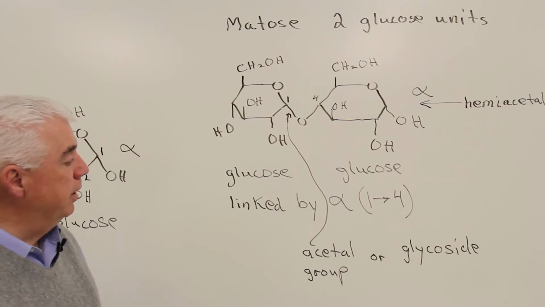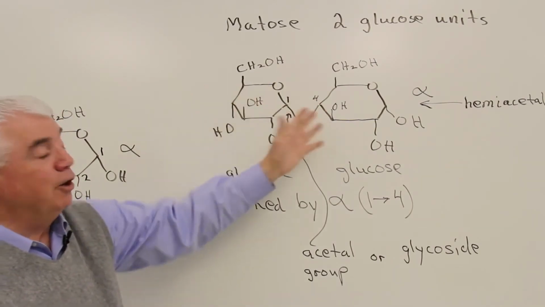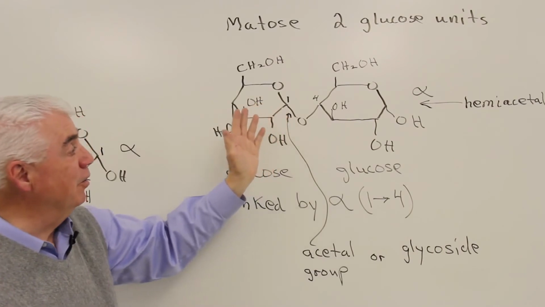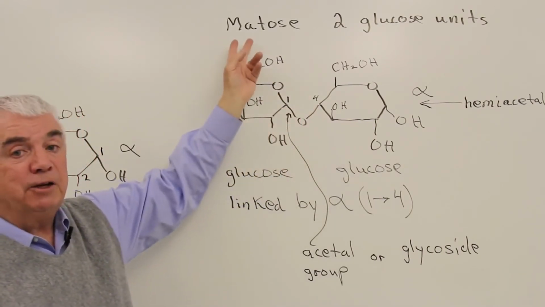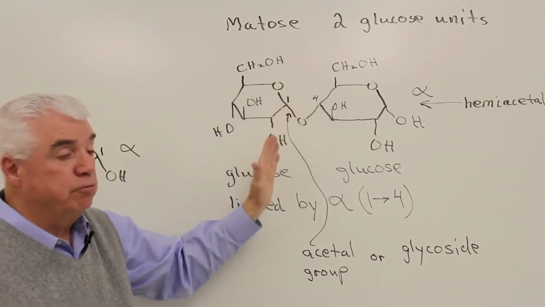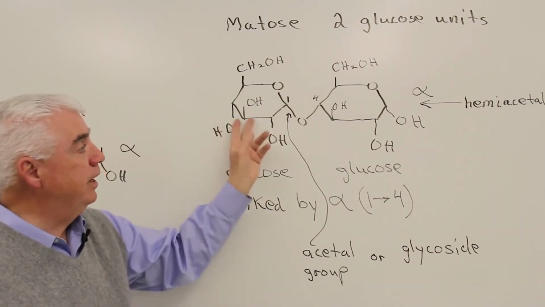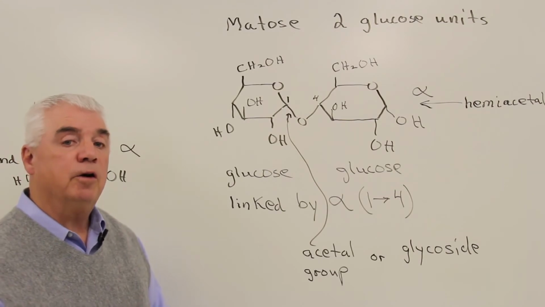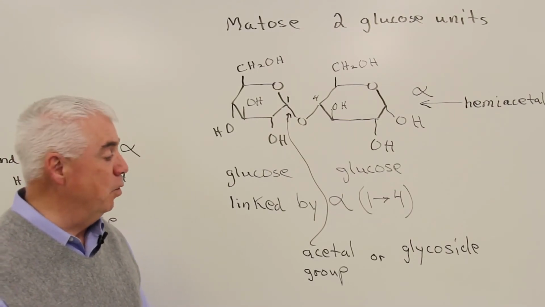I know there was one more thing I wanted to tell you. When we take maltose into our digestive system, the body hydrolyzes this linkage and we get 2 glucose units. They're absorbed into the bloodstream at that point.